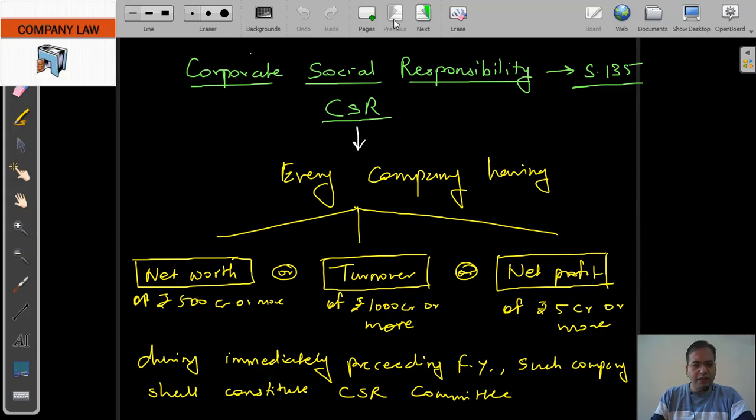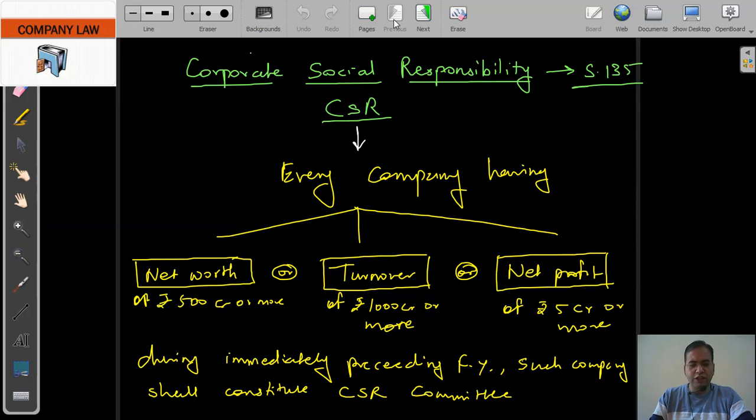So here you can see that net worth and turnover concepts are mentioned. So what is meant by that? Net worth means the aggregate value of the paid up share capital and all reserves created out of the profits and securities premium account, after deducting the aggregate value of accumulated losses, deferred expenditure and miscellaneous expenditure not written off as per the audited balance sheet.